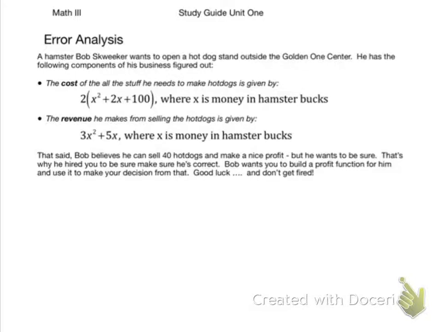in hamster bucks. All that being said, Bob believes he can sell 40 hot dogs and make a nice profit. So this is going to come back a little bit later. So we're looking at 40 hot dogs is where he believes he can make a profit. But he wants to be sure. That's why he's hired you to make sure. That's a lot of sures.